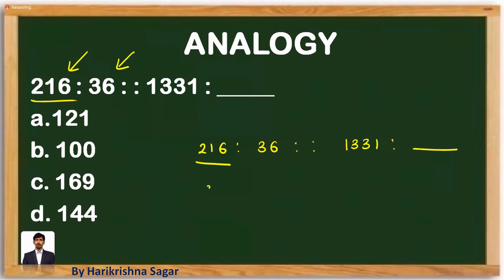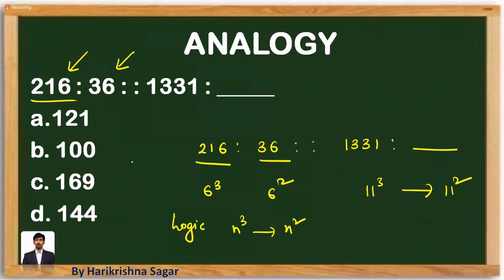So what is 216? This is 6 cube. What is 36? It is 6 square. So what is the logic in the question? This is n cube turns to be n square. Then what is 1331? This is 11 cube. Then what is the answer? N cube becomes n square, meaning 11 cube becomes 11 square. Answer is 121, available as option A.